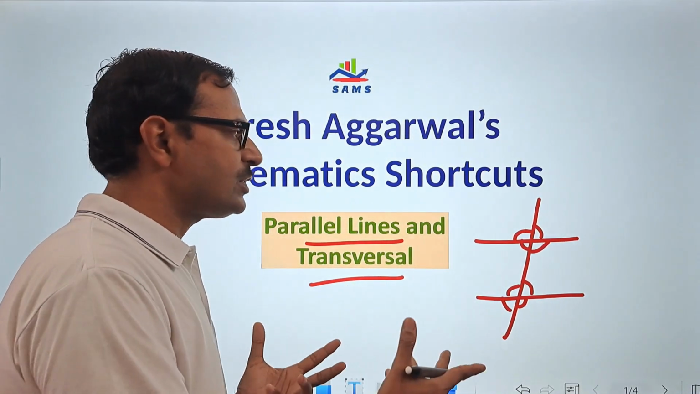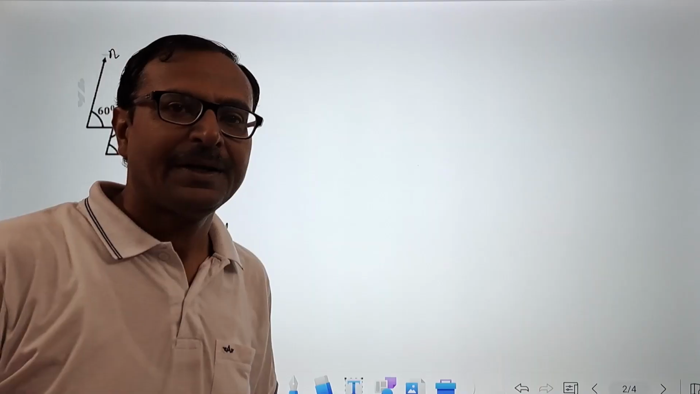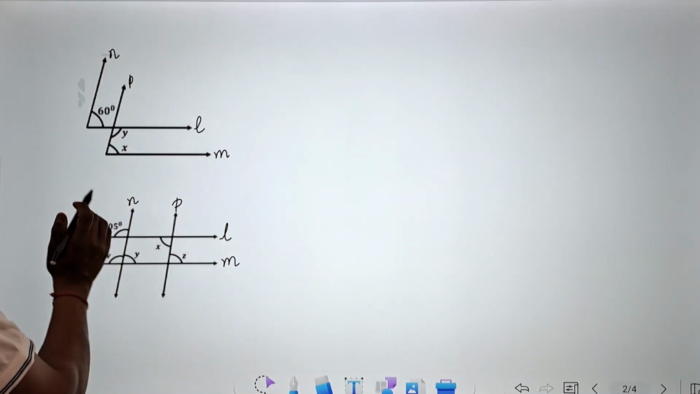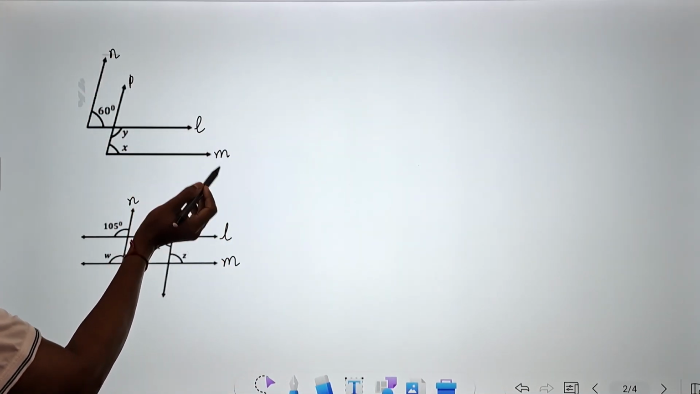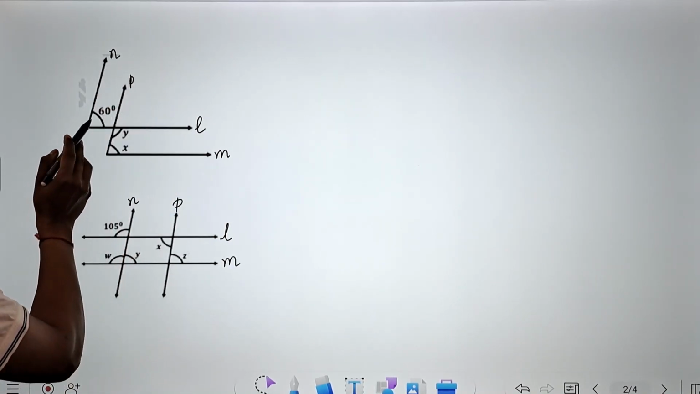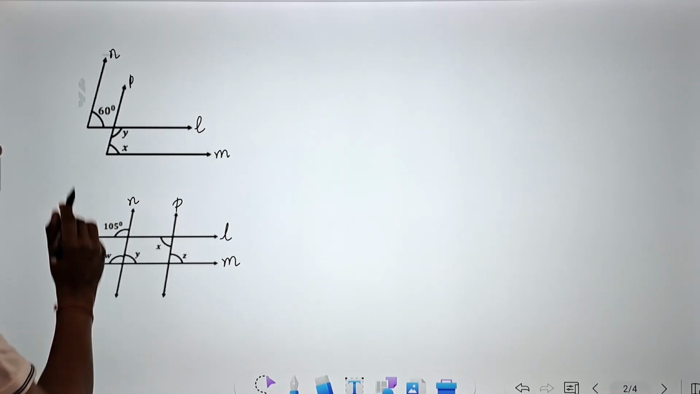So let's study some questions based on the properties of parallel lines and transversal. Let's see the questions in hand now. You see this figure here, L and M, they are parallel lines, N and P, they are parallel lines. One of the angles is given as 60 degree and you have to find the unknown angles X and Y.